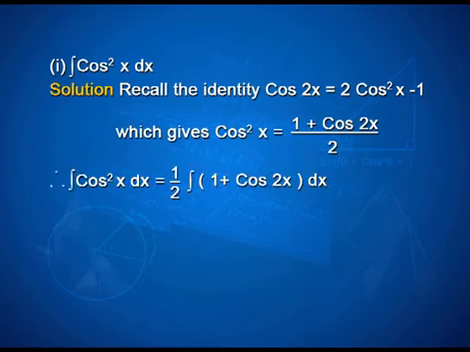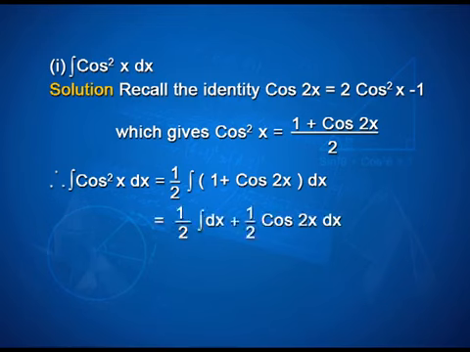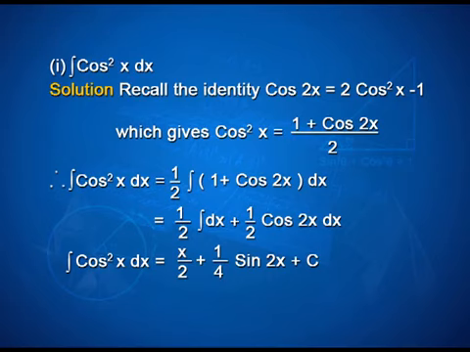Therefore, integral cos square x dx is equal to 1 upon 2 integral (1 plus cos 2x) dx, that is equal to 1 upon 2 integral dx plus 1 upon 2 integral cos 2x dx. Therefore, integral cos square x dx is equal to x upon 2 plus 1 upon 4 sin 2x plus c.